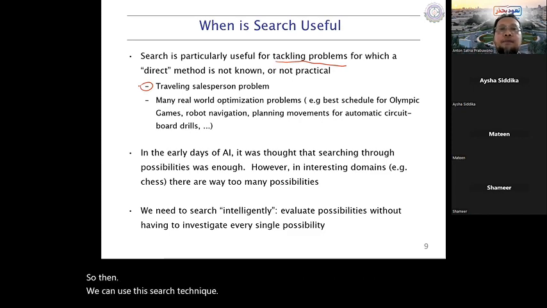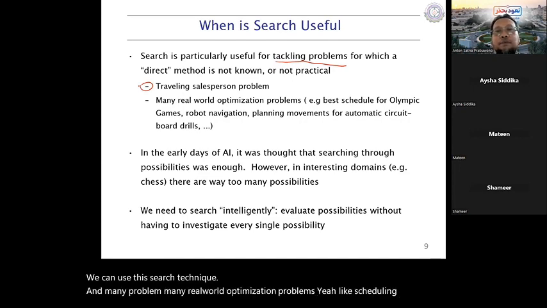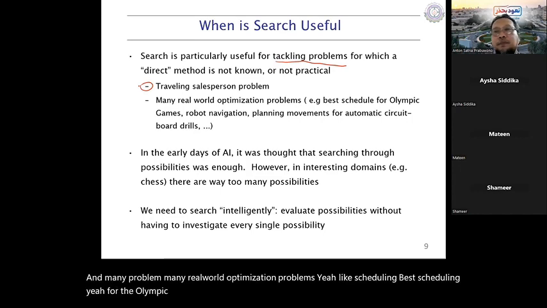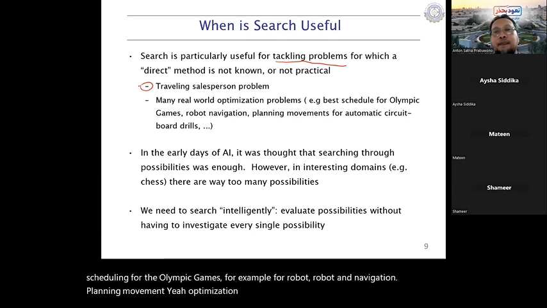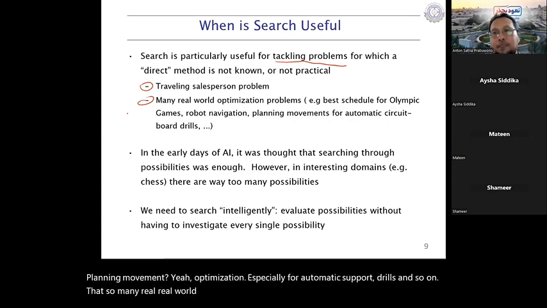And many real world optimization problems, like scheduling, the best scheduling for the Olympic Games, for example, for robot navigation, planning movement, and especially for automatic circuit board drills and so on. So many real world problems, especially optimization problems.